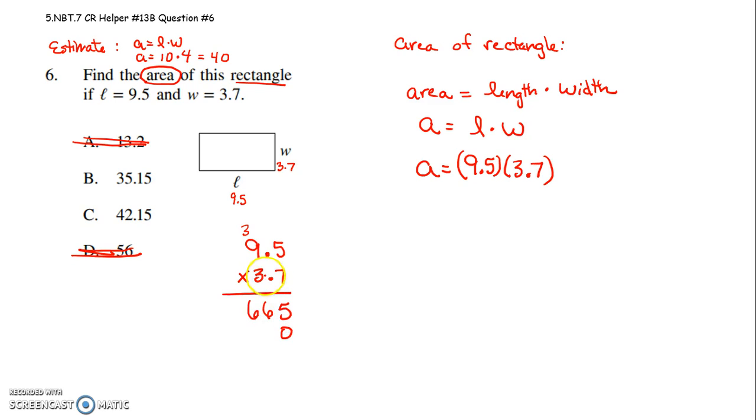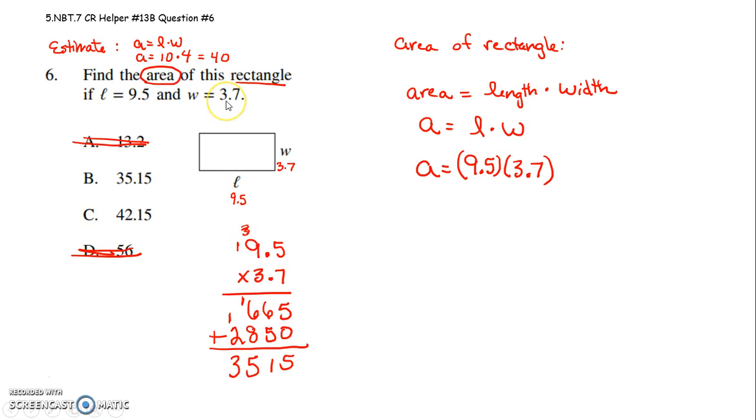0 placeholder. 3 times 5 is 15. Put down a 5, carry a 1. 3 times 9 is 27, and 1 more is 28. I'm going to go ahead and add those up. 5, 6 and 5 is 11. 6 and 1 is 7, and 8 more is 15. 2 and 1 is 3.